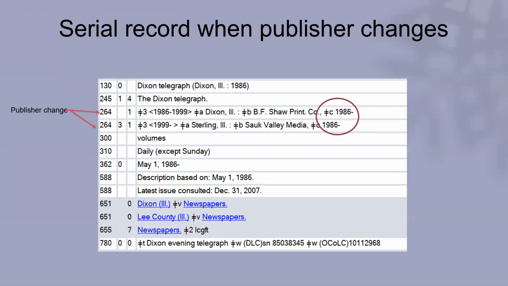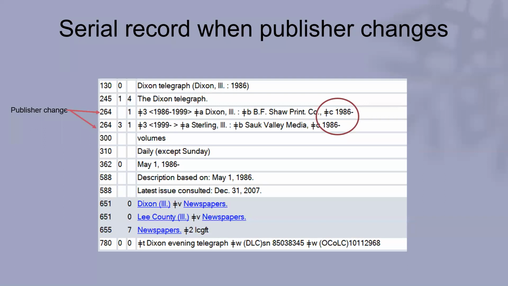So this is just a small record of another serial. In this record, I just wanted to show you the differences with the publisher and such. The publisher changed after 1999 from B.F. Shaw Print Company to Sauk Valley Media. In serial records, a change of publisher does not constitute a new record like it does in monograph records.